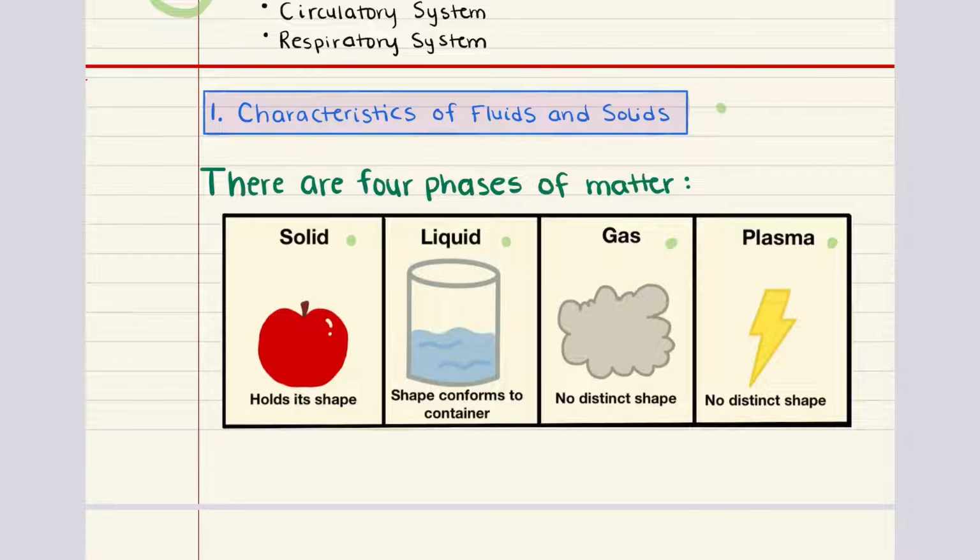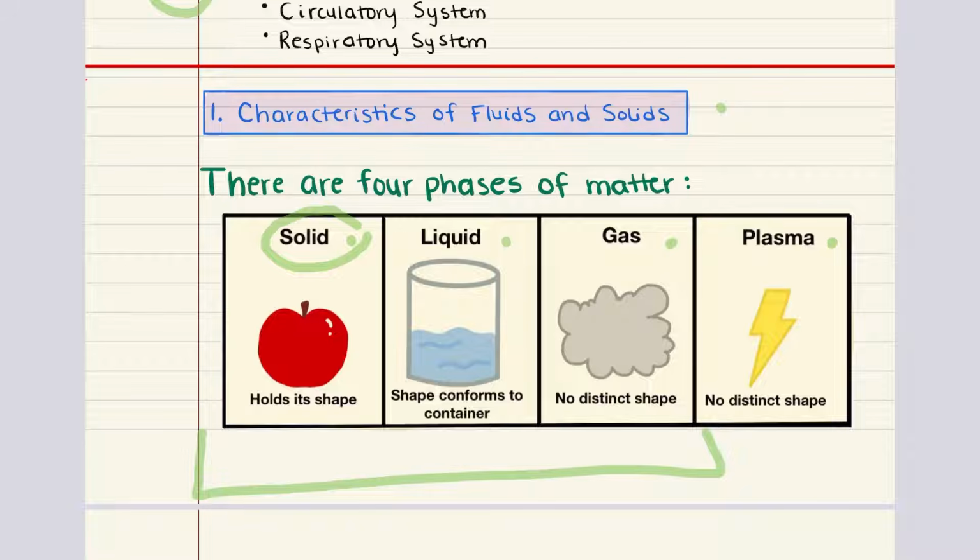For our purposes, we're going to be focusing on the first 3 phases of matter. Each phase exhibits unique properties that influence how substances interact with their environment. Solids are characterized by a definite shape and volume. They hold their shape because their particles are tightly packed in a fixed arrangement, which makes solids rigid and resistant to changes in shape or volume under typical conditions.